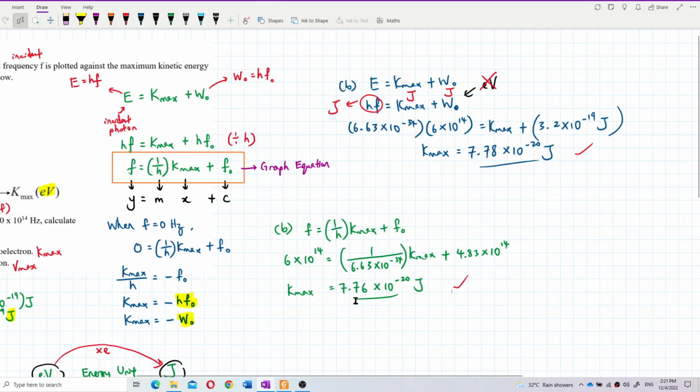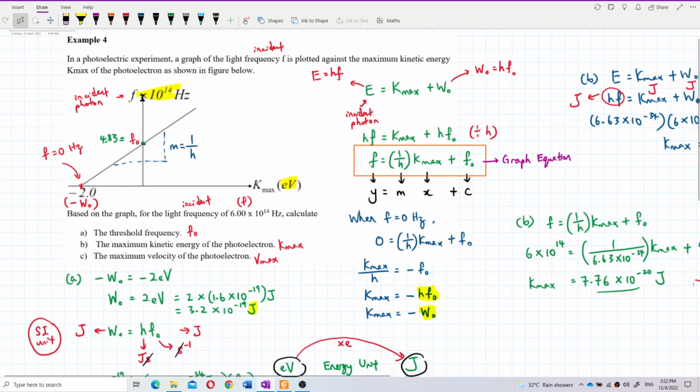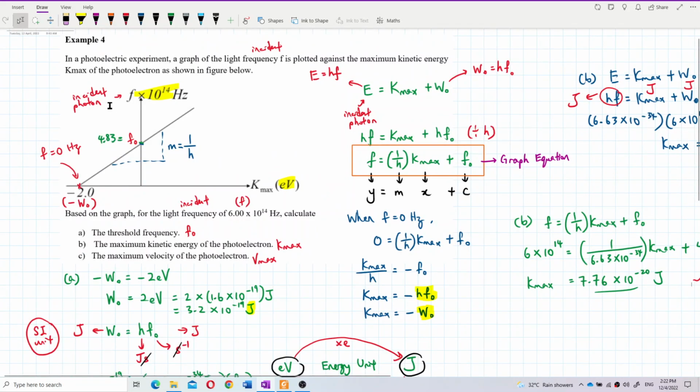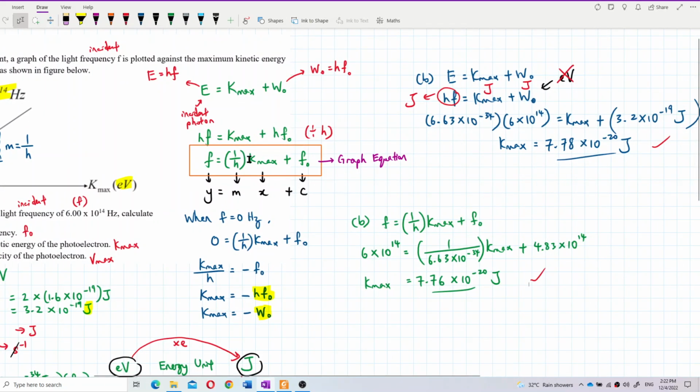So there are two ways to get the answer for Kmax. Because this equation is the same as this equation. Understand? You just rearrange the equation so that it suits the graph. It becomes the graph equation, y equal to mx plus c. So either equation, you still get back the same answer for Kmax.